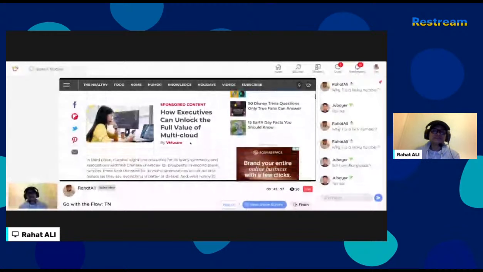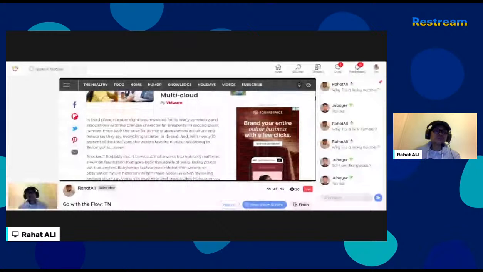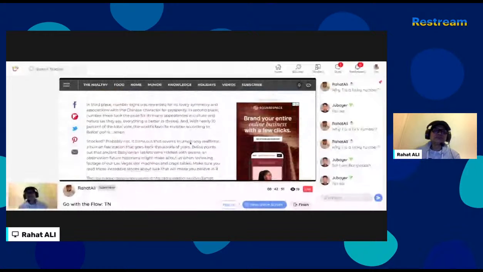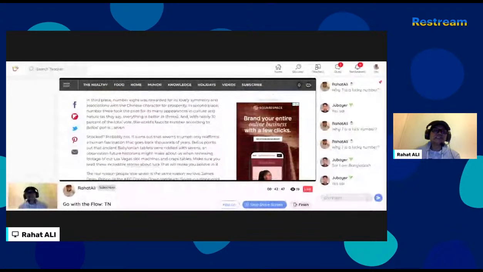In third place, number 8 was rewarded for its lovely symmetry and association with the Chinese character for prosperity. In second place, number 3 took the prize for its many appearances in culture and nature. As they say, everything's better in threes. And with nearly 10% of the total vote, the world's favorite number according to Bellos's poll is 7.